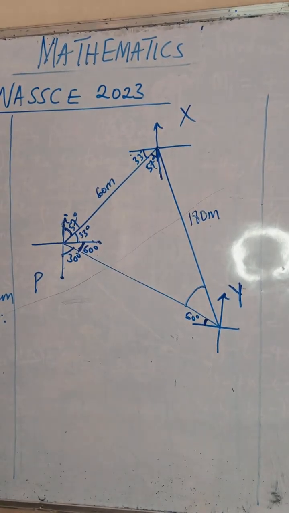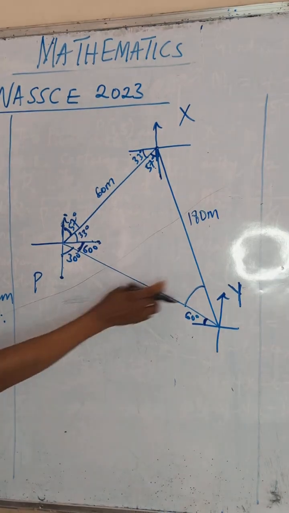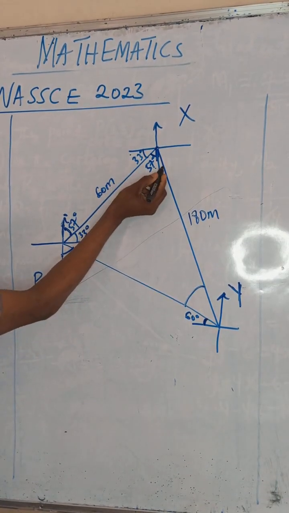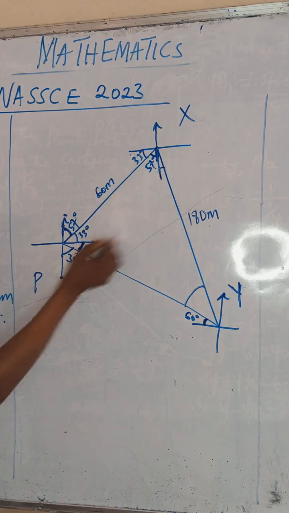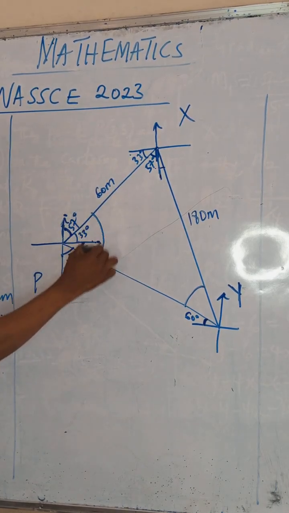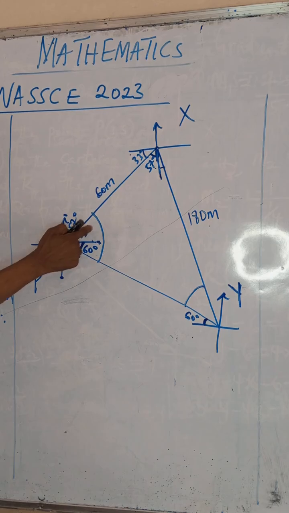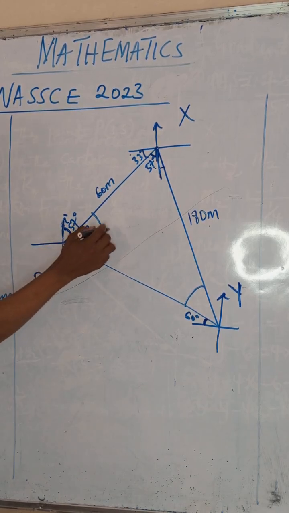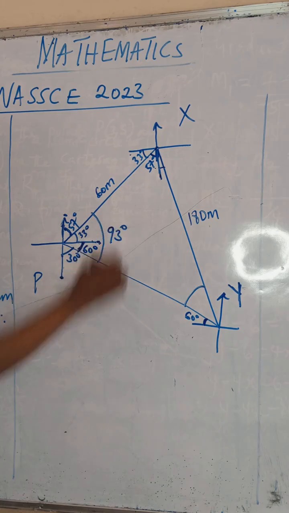Do we have any complete angle in this diagram? This is not complete, because we still have an angle here. But I think this one is complete. The whole of this angle is complete. This is 33, this is 60. 33 plus 60 makes 93 degrees.